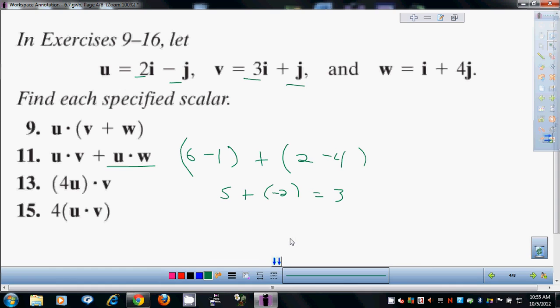Just remember your order of operations. Here, you're going to find your dot product first, then multiply it by 4. Here, you'll multiply 4 through your vector first, so that'd be 8i minus 4j. Then you'll just dot it up with v. You'll get your dot on.